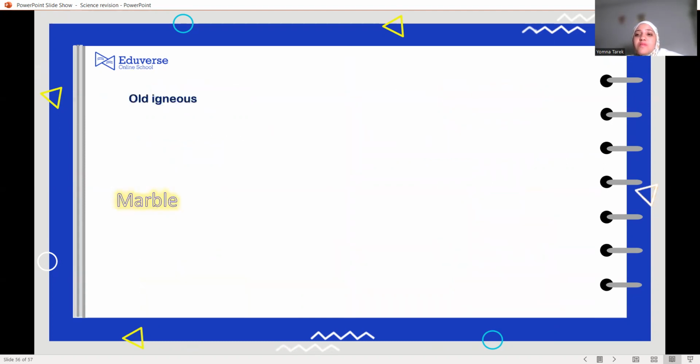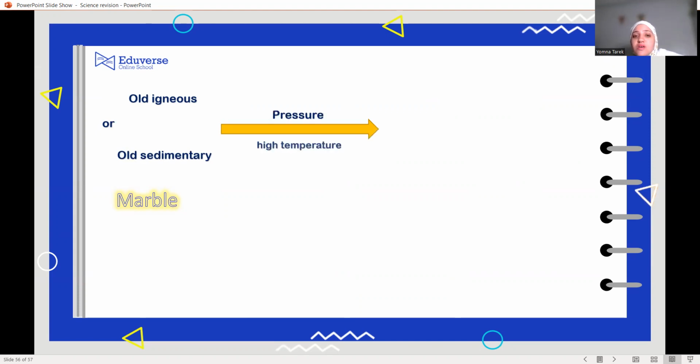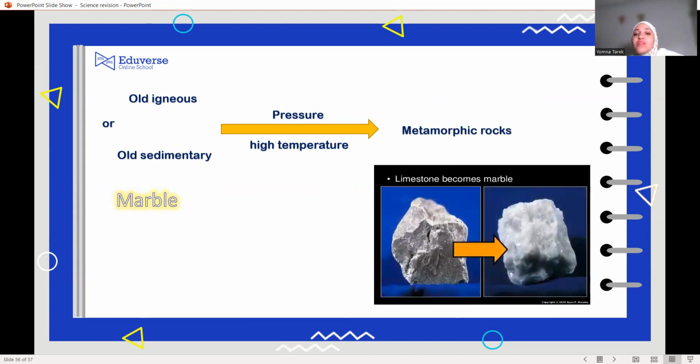So what about the metamorphic rocks? Metamorphic rocks happen when the old igneous rock or the old sedimentary rocks are exposed to high pressure and high temperature. So at this time, we will have metamorphic rocks. An example of metamorphic rocks is marble, which is white marble, or colored marble that contains impurities.